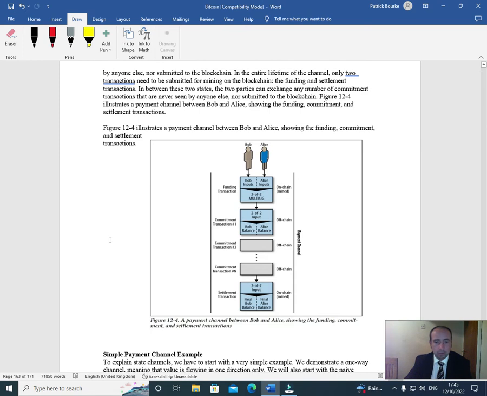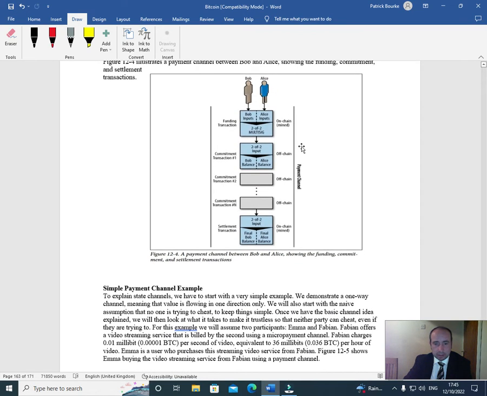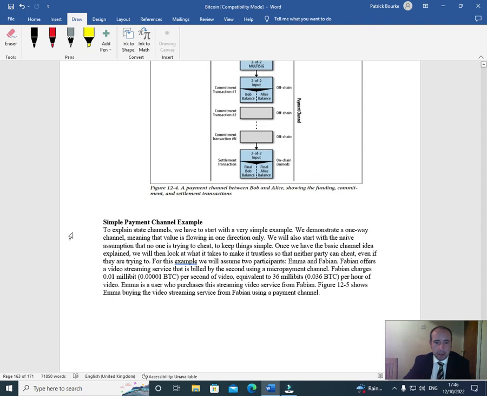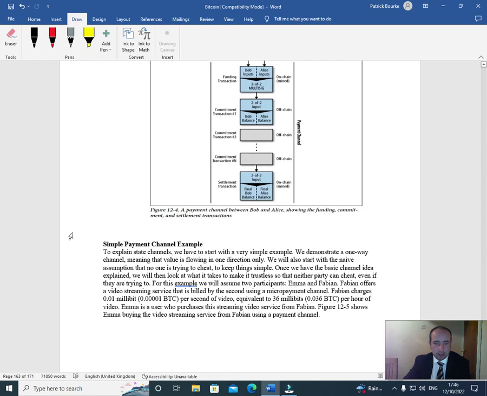Figure 12.4 illustrates a payment channel between Bob and Alice, showing the funding, commitment and settlement transactions, as I've just said. So here you go. Simple payment channel example. To explain state channels, we have to start with a very simple example. We demonstrate a one-way channel, meaning that the value is flowing in one direction only.